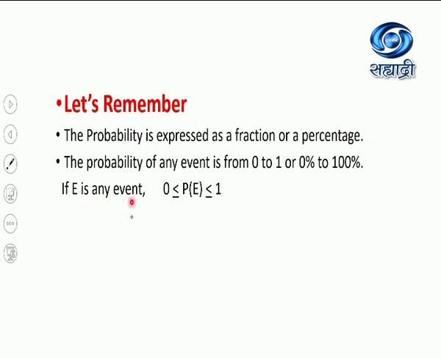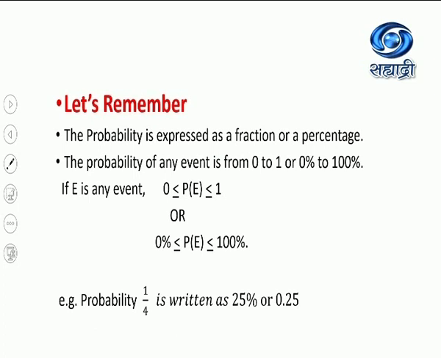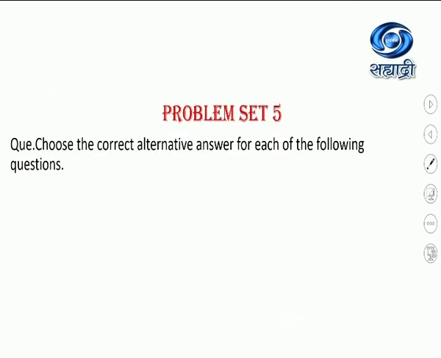If E is any event, then the probability of event E lies between 0 to 1 or 0% to 100%. Example, probability 1 upon 4 is written as 25% or 0.25. Now let's solve a few examples from problem set 5. First one, choose the correct alternative answer for each of the following questions. These types of questions are going to be asked in the question paper.